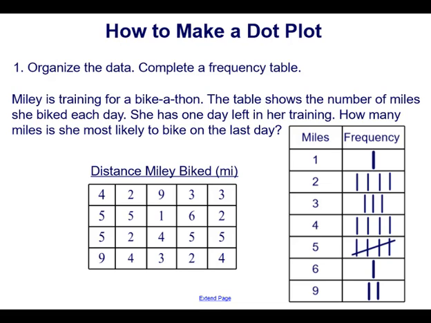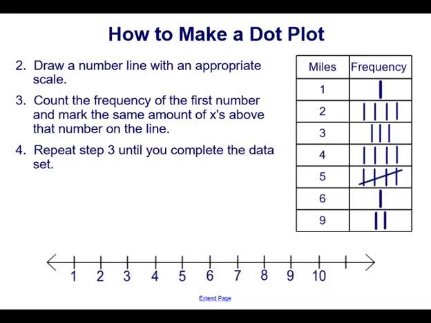Now I can use this frequency table to create a number line. So I would want to draw a number line. For my appropriate scale, since my miles range from 1 to 9, I'm going to go 1 to 10 on the number line. You can go anywhere as long as you have the numbers you need marked. You can do a little bit more or a little bit less, but in this case, we're only doing one number more for miles. Then we want to count the frequency of the first number and mark the same amount of X's above that number on the line.